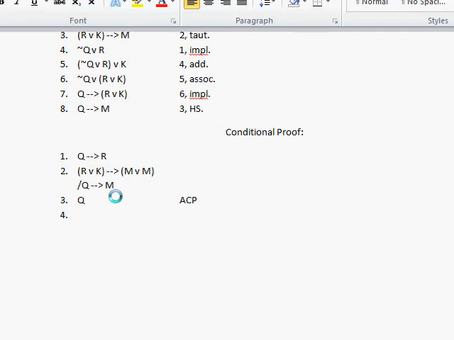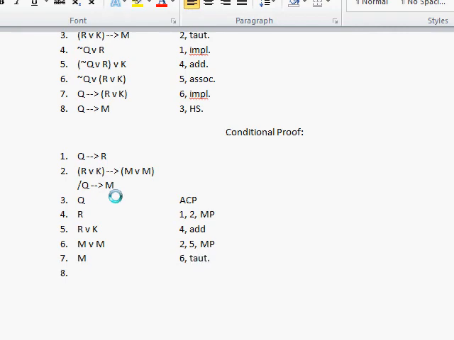Well, if we have Q, then we can get R, and we get R through 1, 2 modus ponens. Now if we have R, we can get R or K, and we get R or K through 4 addition. Now if we have R or K, we can get M or M. We get M or M through 2, 5 modus ponens. And if we have M or M, we can get M, and we get M through 6 tautology.